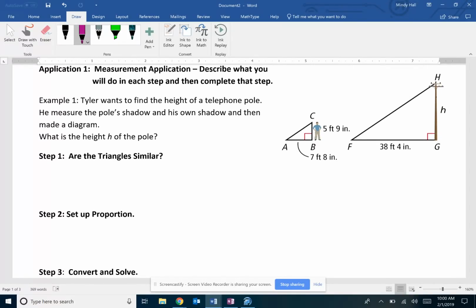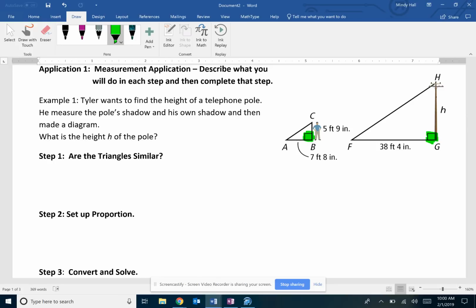So first, Tyler wants to find the height of a telephone pole. He measures the pole's shadow and his own shadow and then makes a diagram. What is the height h of the pole? If you look at the picture, we can't necessarily see that the triangles are similar, but we do know that they have that right angle in common right here.